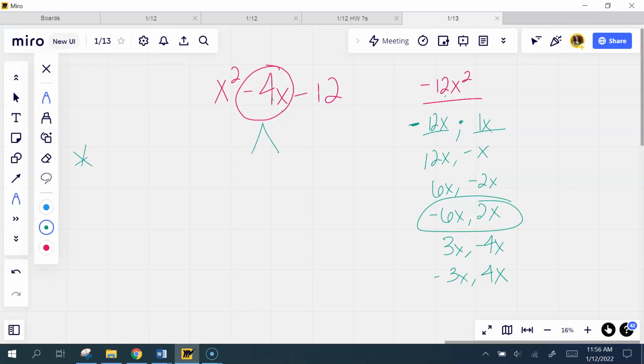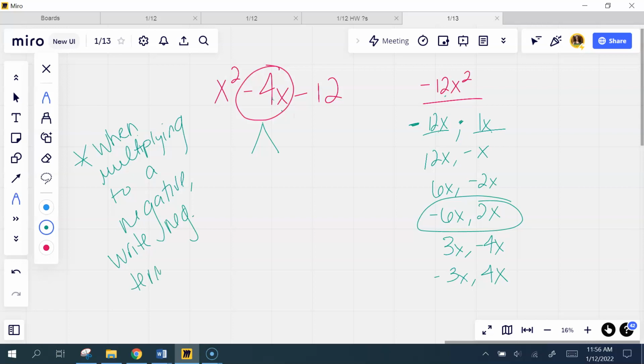And I will tell you, when multiplying to a negative, always try to write your negative term first when you rewrite your quadratic. So in other words, I'm going to do x squared minus 6x plus 2x. You're not going to get the wrong answer if you don't. It's just a little bit easier to work with if you do this. But either way is fine.